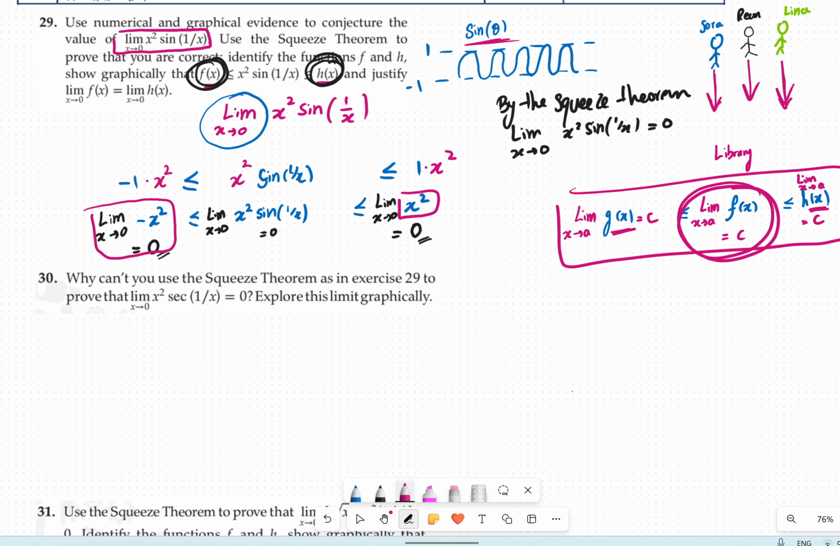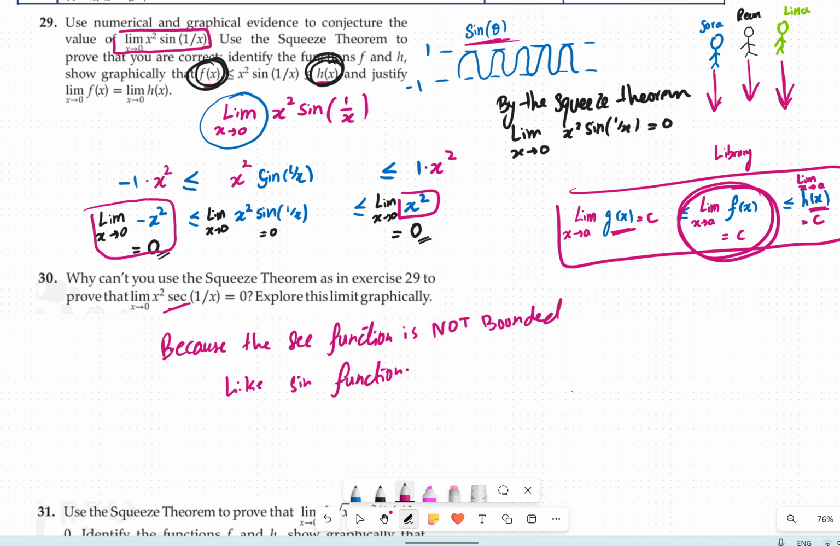So now I will go back and I will say, because the secant function is not bounded like the sine function. So in the final, if they were to ask me about secant, cosecant, cotan, tan, your answer is going to be the same.